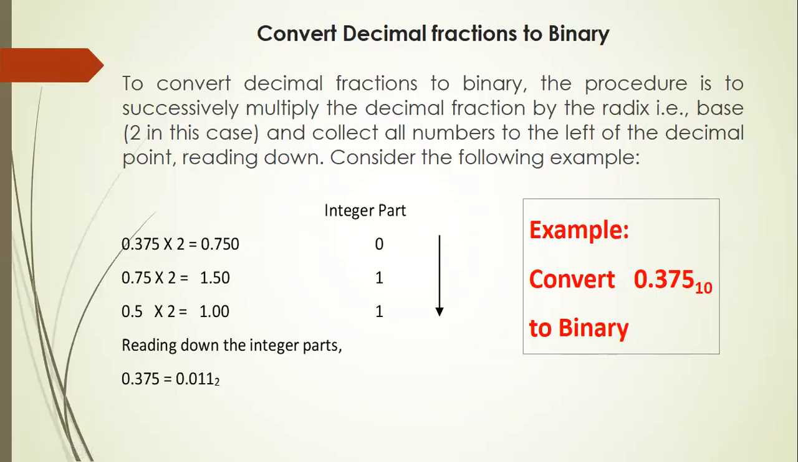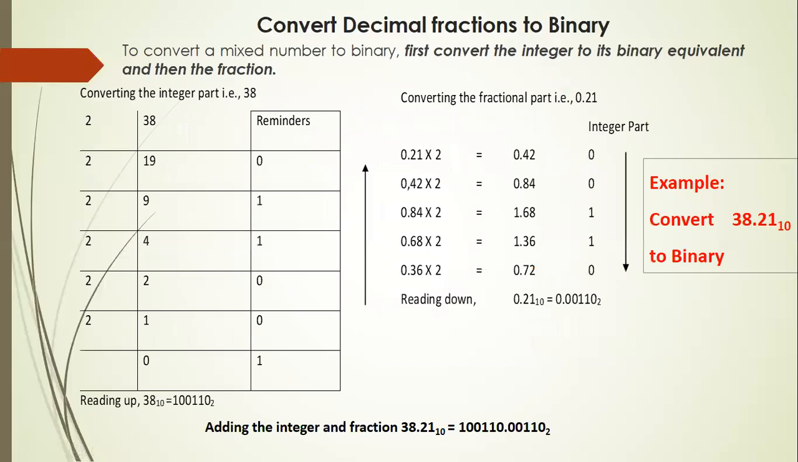Now in the case of a mixed number, suppose we want to convert decimal fractions to binary. To convert a mixed number to binary, first convert the integer to its binary equivalent and then the fraction. Now I've taken an example, 38.21. Now 38 is the integer part, so I'll work out the binary equivalent of 38.